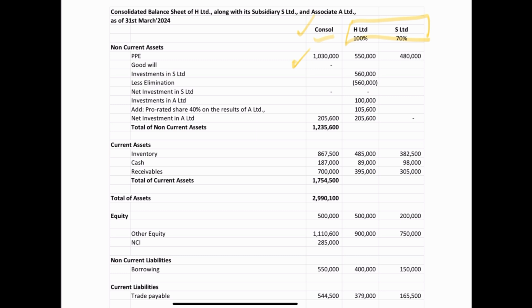Okay, so then the next line item, goodwill. So goodwill has been impaired, so we are showing zero value here. Okay, and third one is investments in S Limited. So in the consolidated financial statement, we cannot show investment in the subsidiary. So this 560,000 needs to be fully eliminated. So in the consolidated financial statement, you will not have any investments in subsidiaries.